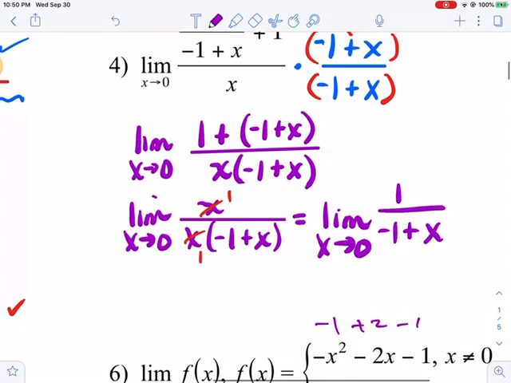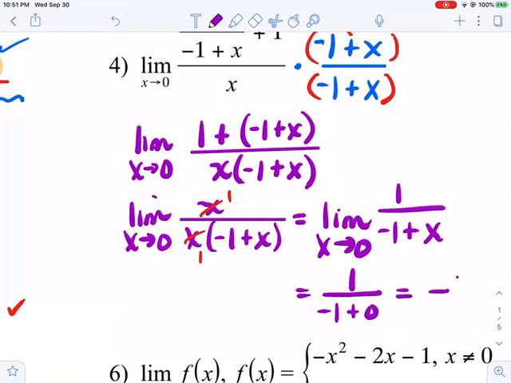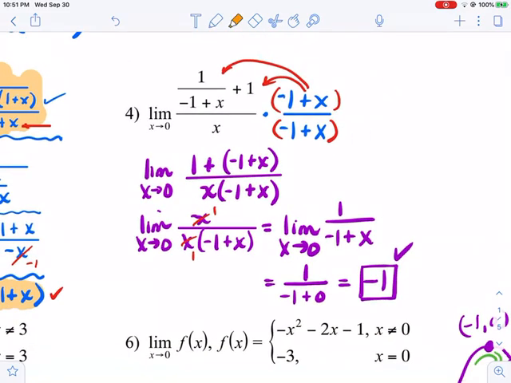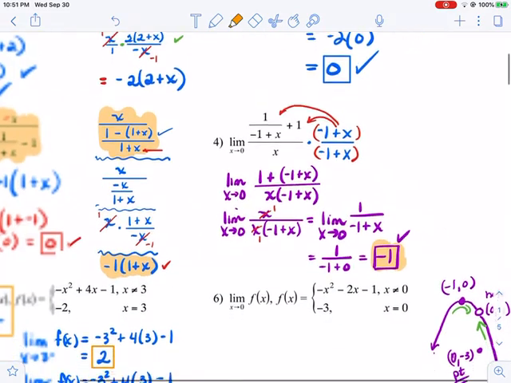And so we end up with, scooch this over here, it's equal to 1 over negative 1 plus 0, or it's equal to negative 1 over 1, which is negative 1. Okay, so pretty nice little answer there.